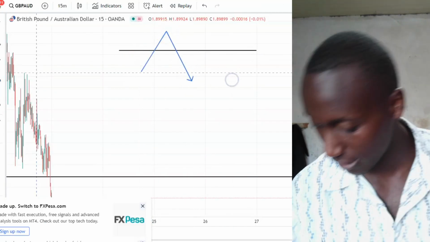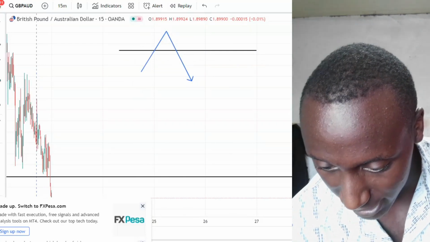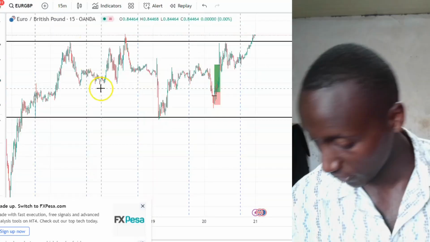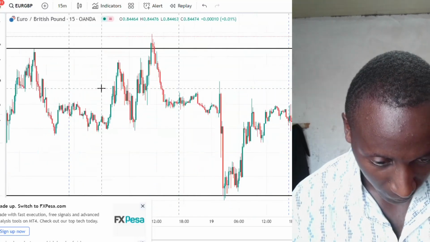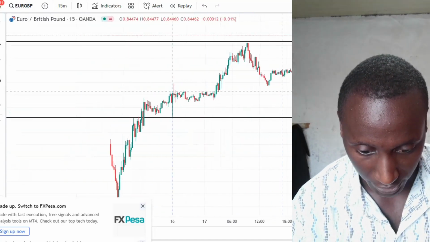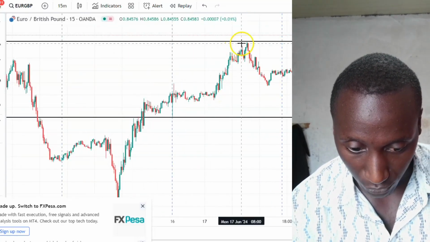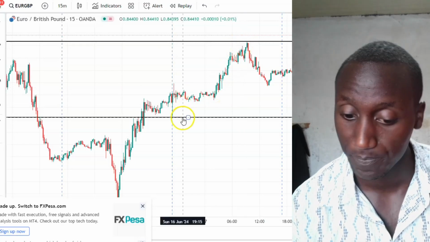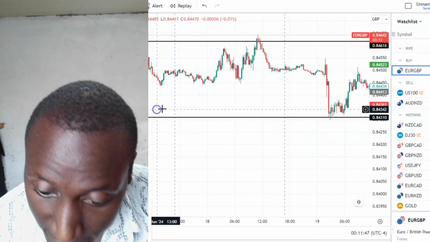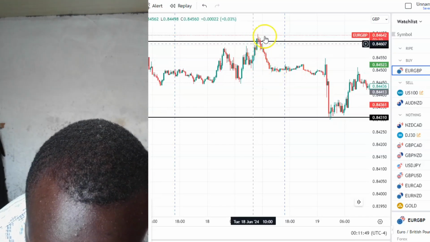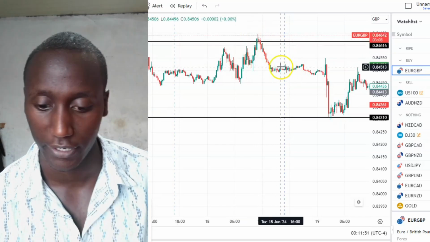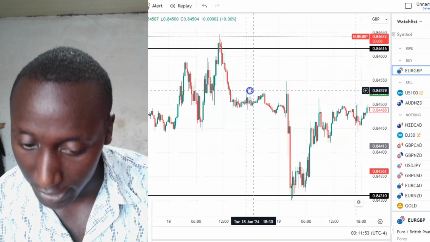So let's use the example of Euro GBP. Yesterday we got a beautiful setup. So we have Monday setting the high and the low of the week here. This is the high of the week. This is the low of the week. On Tuesday, price breaks out and then it closes back inside of the range, which gives us a failed breakout.